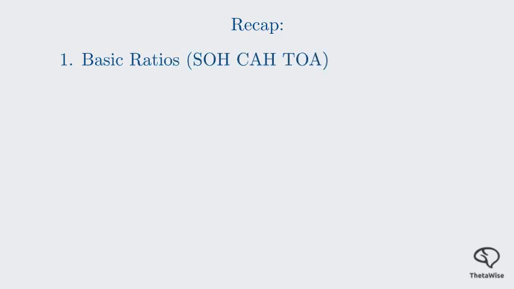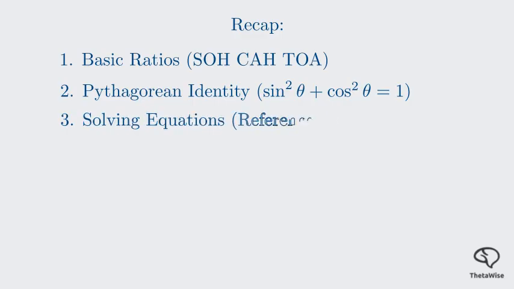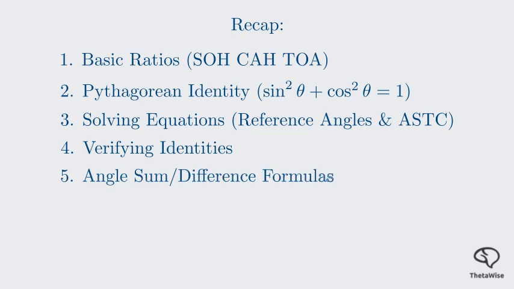Let's quickly recap what we've covered. We started with the basics, defining sine, cosine, and tangent using SOHCAHTOA. We then explored the fundamental Pythagorean identity, sine squared plus cosine squared equals 1. We learned how to solve trigonometric equations by finding reference angles and using the ASTC rule. We verified identities using reciprocal, quotient, and Pythagorean identities. We used angle sum and difference formulas to find exact values for new angles. And finally, we learned to solve any triangle using the law of sines and the law of cosines.